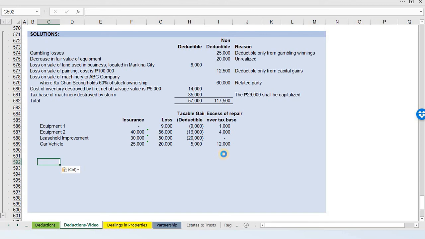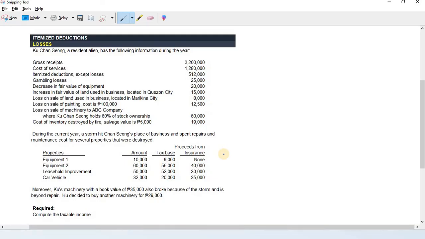So we can now compute for the taxable income. Let's start with gross receipts. The gross receipts is 3.2 million, then deduct the cost of services of 1.28 million pesos. So we have a gross business income from operation of 1.92 million. Now, before we deduct the expenses, let us look for other income subject to normal tax. Based on our problem, we have no income that is subject to normal tax other than the gross business income from operation.